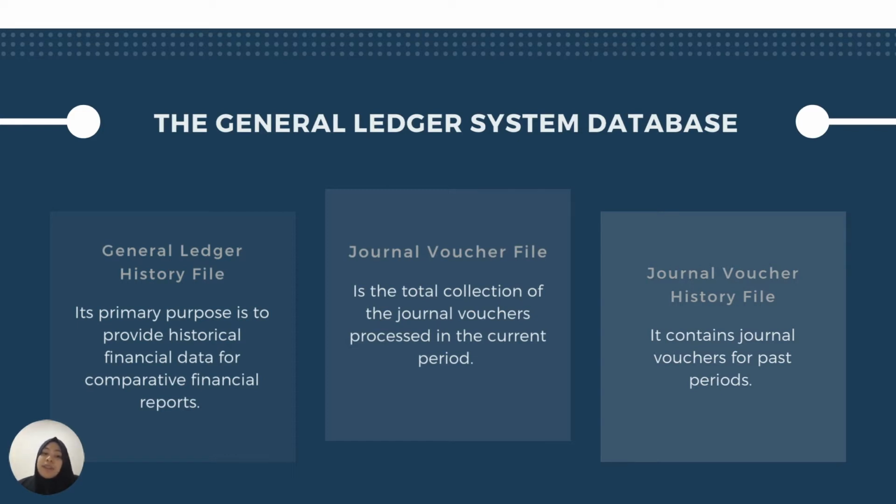Next example is the journal voucher history file. It contains journal vouchers for past periods. This historical information supports management's stewardship responsibility to account for resource utilization. Both the current and historical journal voucher files are important links in the firm's audit trail.